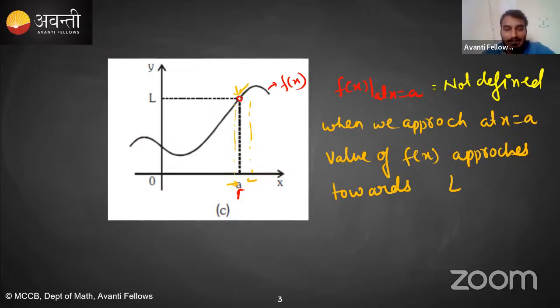What happens in the limit is, sometimes the value of a function at x is equal to a is not defined, but we have to know where the value of f of x is going when I am approaching x is equal to a. So that is the idea of the limit. Is this clear, everyone? When I'm approaching x is equal to a, where my value of function is approaching. That is the question we are going to answer in so many ways.